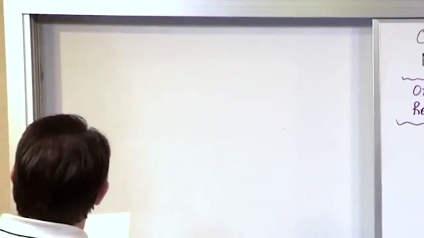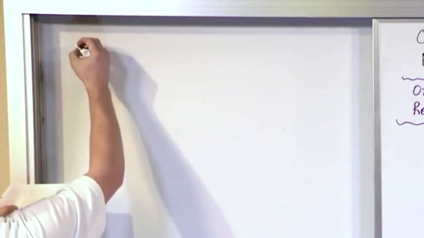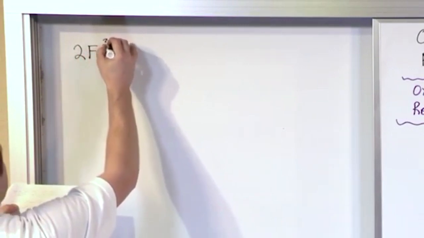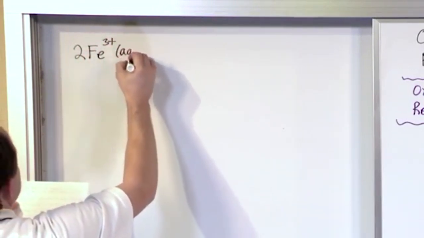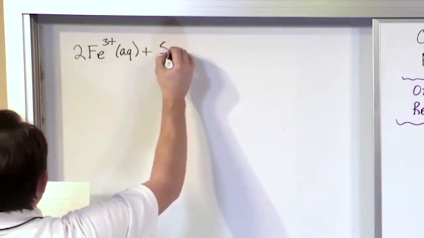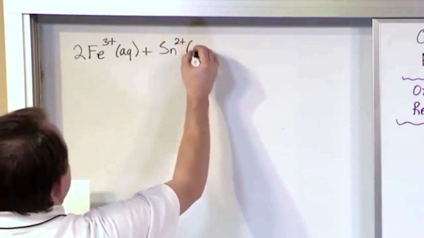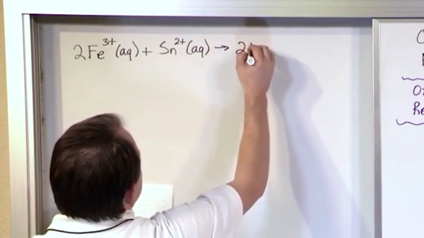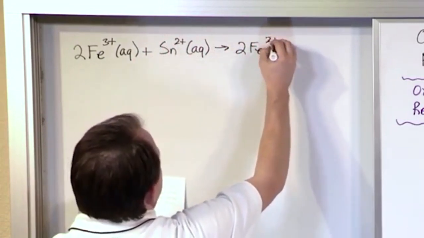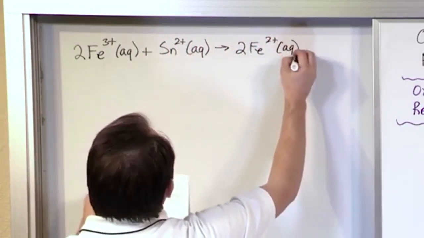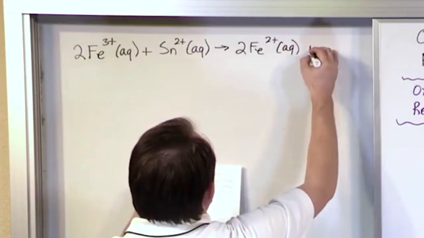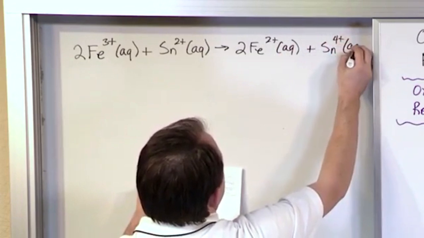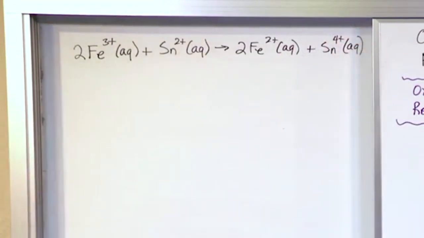Let's write an example down and we'll see if we can figure out what's going on. What if we have 2 iron ions in aqueous solution, plus tin ions in aqueous solution, and that yields 2 iron ions in aqueous solution. These have a charge of plus 2, plus tin, and these have a charge of plus 4. So notice that this is not a half reaction.